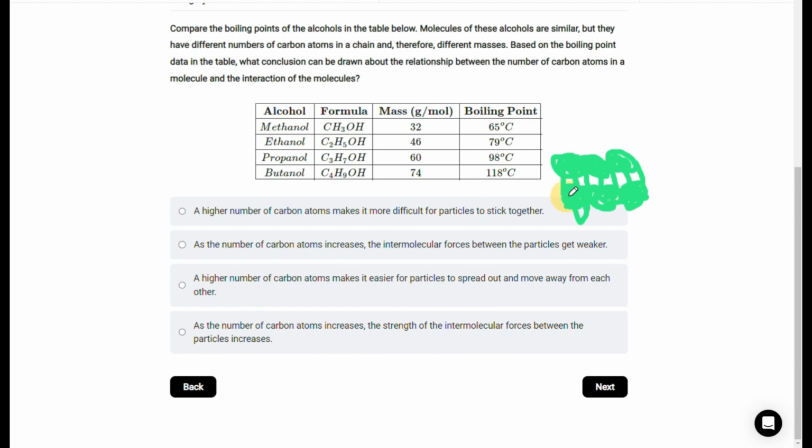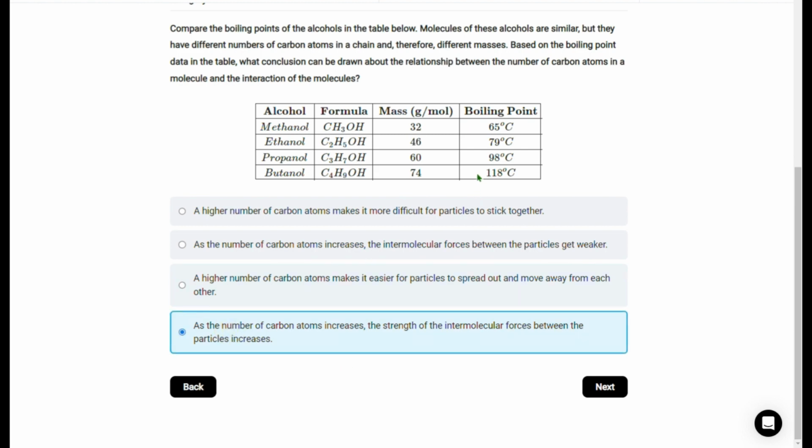When they interact like this, the boiling point would increase because you have to break all of these interactions in order to separate the molecules. Thus, we can deduce as the number of carbon atoms increases, the strength of the intermolecular forces between the particles increase. And that is shown here, because as the mass and the carbons are increasing, the boiling point increases.